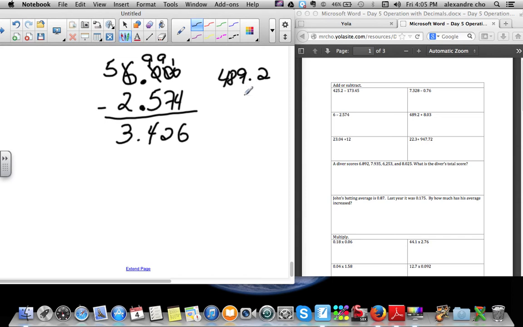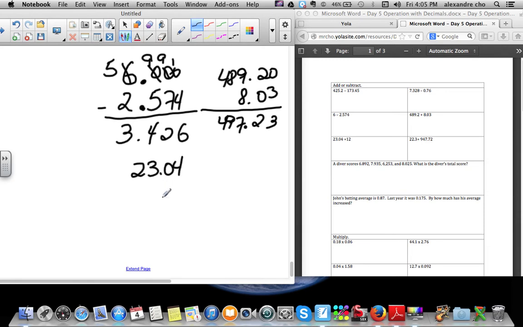489.2 plus 8.03. Okay, make sure your decimals are lined up. And we add a 0 here, so it's 0 and 3 is 3, 2, 17, carry the 1s, 9, 497.23. Then we have 23.04 plus 12.